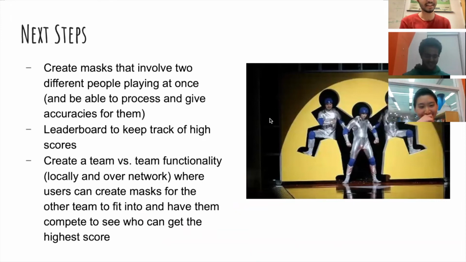For the next steps, a feature that we want to implement is adding more than one person that can play the game at the same time. So the mask could show 2 different postures of 2 different bodies, and 2 people could play the game at the same time. We wanted to implement a leaderboard using SQL databases so we can keep track of the high scores, and at the end of the game, we could display a leaderboard. We also wanted to add multiplayer functionality. So players could play over a local network with 2 different teams. So teams could compete against each other and pitch for the highest score.